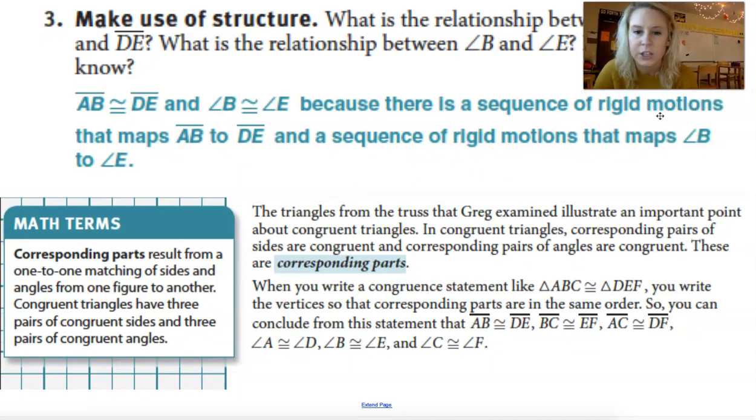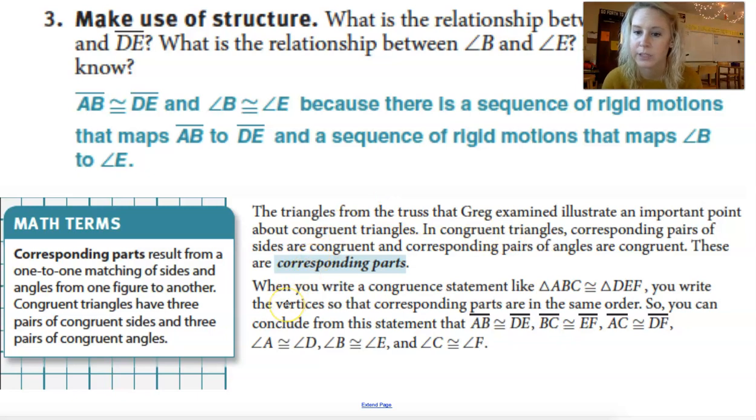Okay, so let's talk about the triangles from the truss that Greg examined illustrate an important part about congruent triangles. In congruent triangles, corresponding pairs of sides are congruent and corresponding pairs of angles are congruent. These are known as corresponding parts. Okay, so basically saying the sides that match up are congruent, the angles that match up are congruent, and they're called corresponding parts. So they correspond from one triangle to the other.